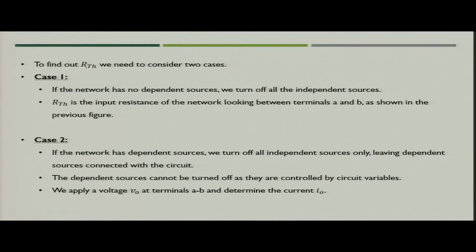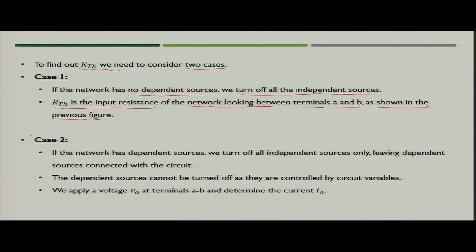Now, we also discussed that for calculation of Thevenin resistance we need to consider two cases. What was the first case? In the first case the network has no dependent sources and we turn off all the independent sources. Turn off means the voltage source is short circuited and the current source is open circuited, and then Rth is the input resistance of the network looking between terminals A and B, as shown in the previous figure.